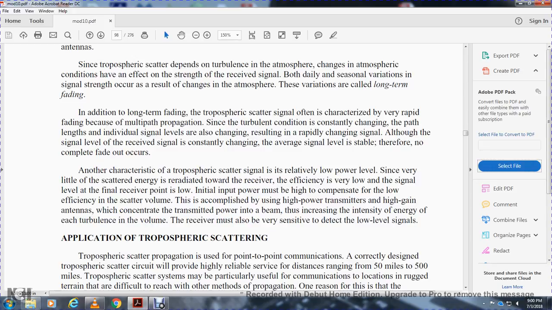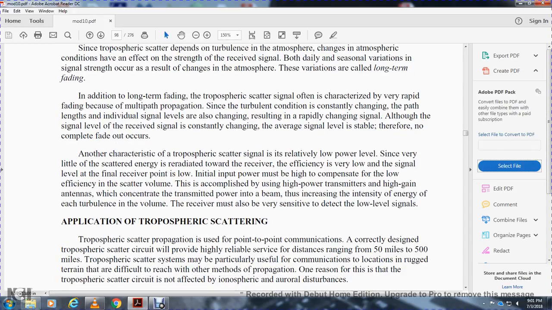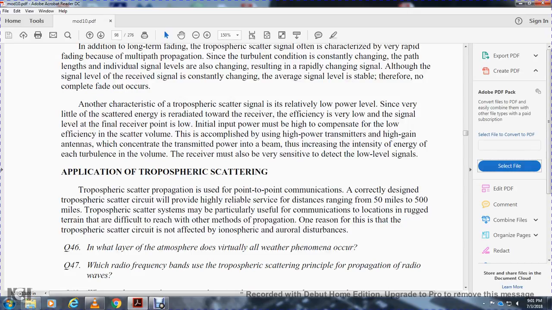Another characteristic of the tropospheric scatter signal is its relatively low power level. Only a very small portion of the scattered energy is re-radiated toward the receiver. The efficiency is very low, and the signal level at the receiver is low. The initial input power must be high to compensate for the low-efficiency scatter. This is accomplished by using high-power transmitters and high-gain antennas, concentrating the transmitted power into a beam, thus increasing the intensity of the energy within the scatter volume. The receiver must also be very sensitive to low-level signals.